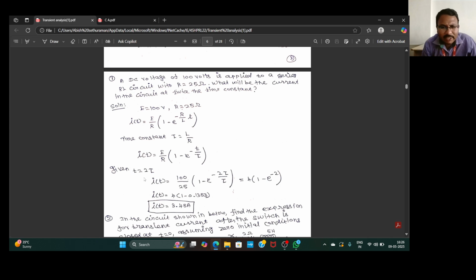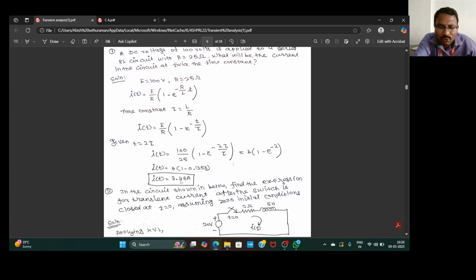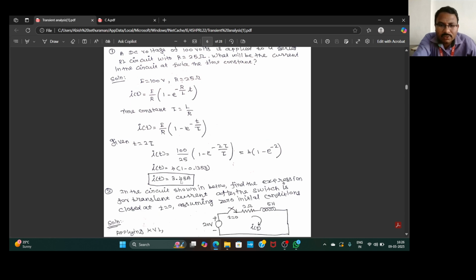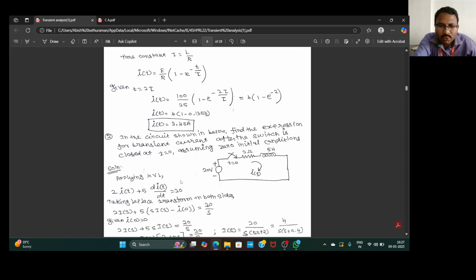So here, given t equal to 2 tau, I of t equals 100 divided by 25, the given value, into 1 minus e power minus 2 tau divided by tau. So tau and tau cancel. Then 4 into 1 minus e power minus 2. So the e power minus 2 value is 0.1353. So I of t equals 3.45 ampere. So based on the RL circuit, we obtain the current value.